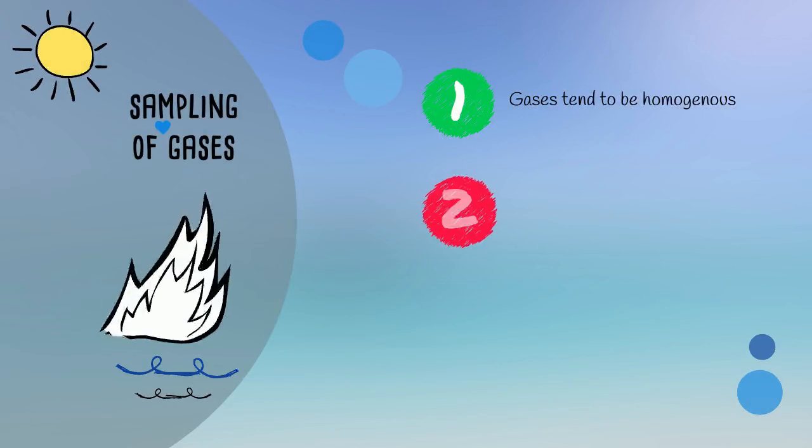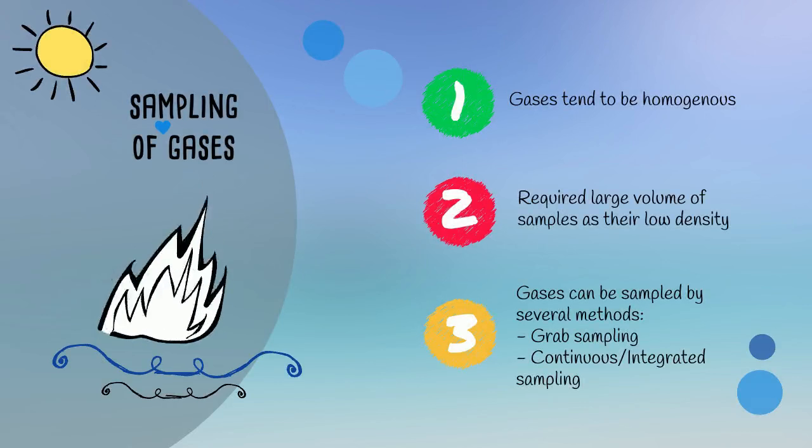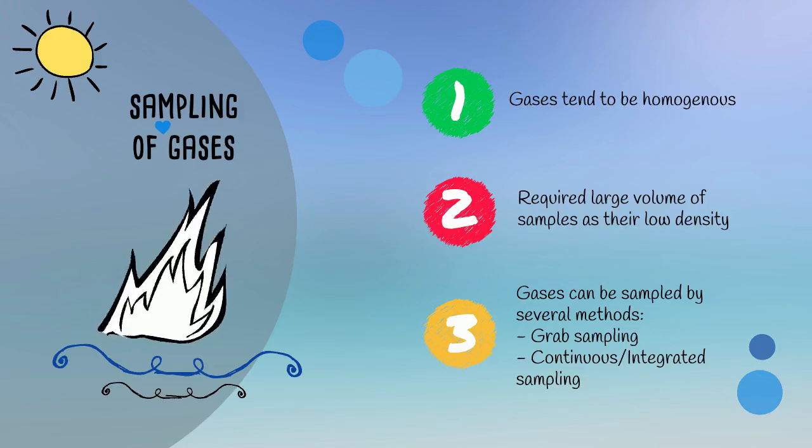Now we move to the sampling of gases. Gases tend to be more homogeneous and require a large volume of sample as they are low density. Gases can be sampled by several methods. First is grab sampling, and second is continuous or integrated sampling.